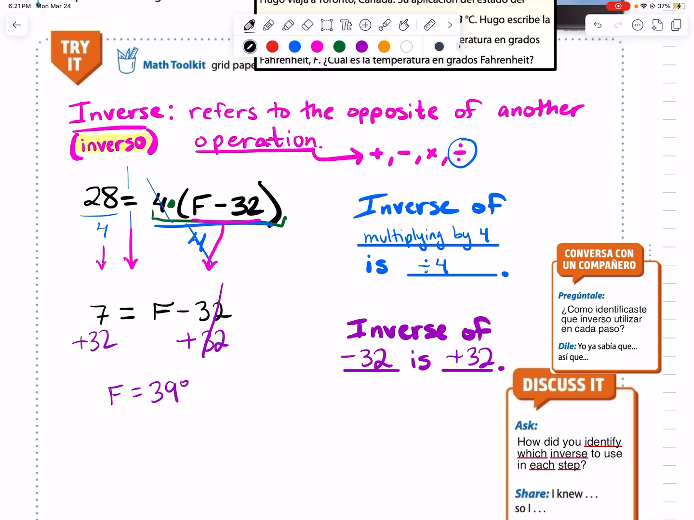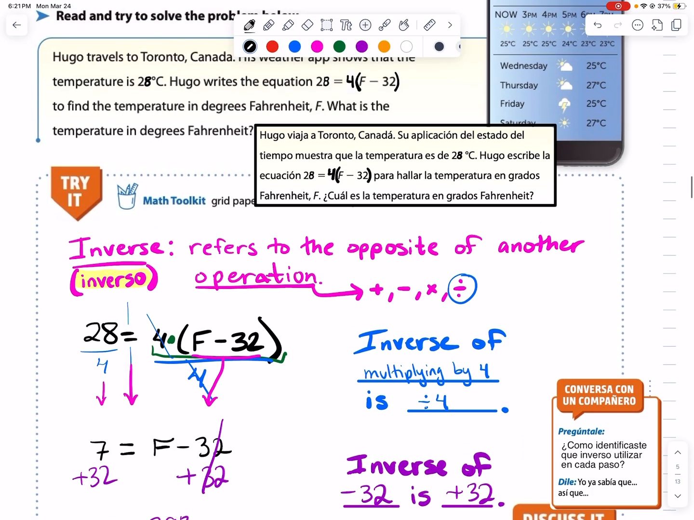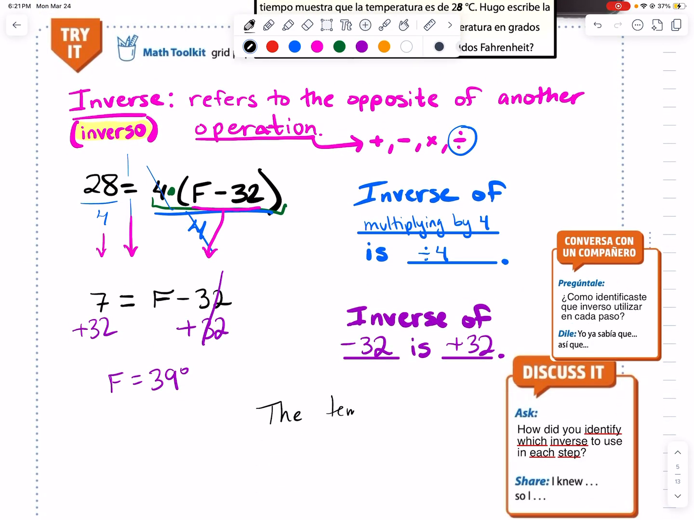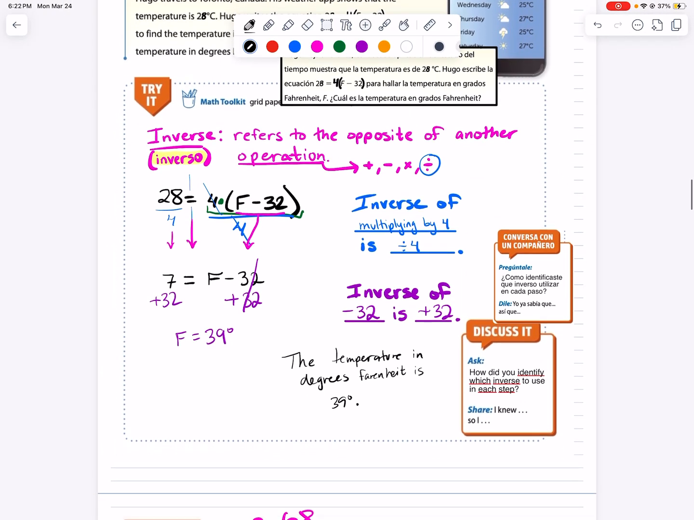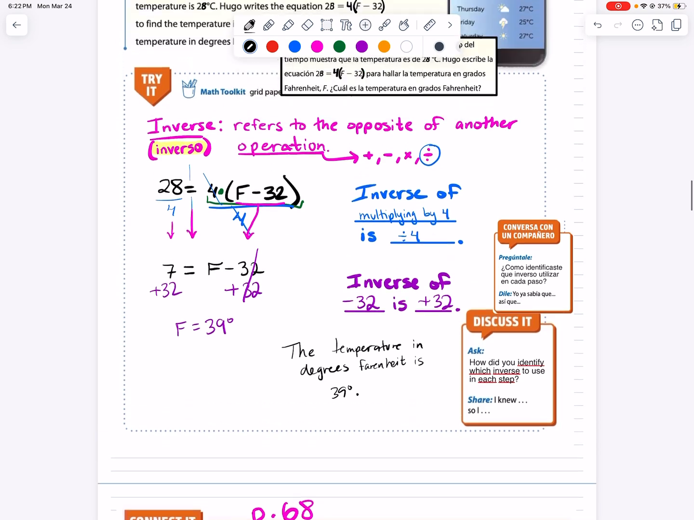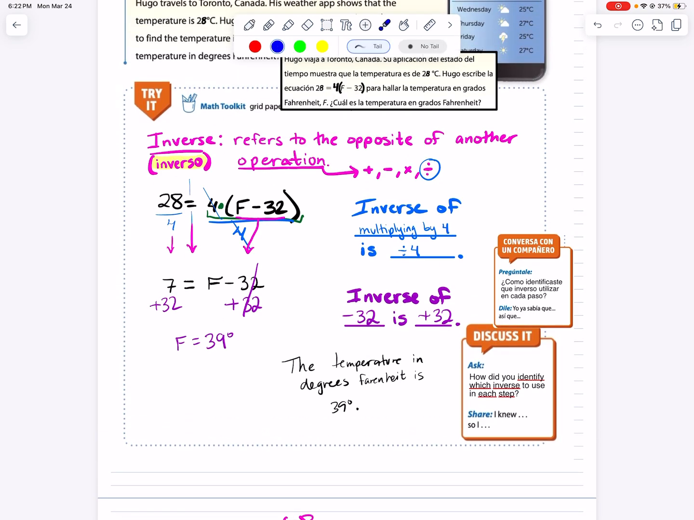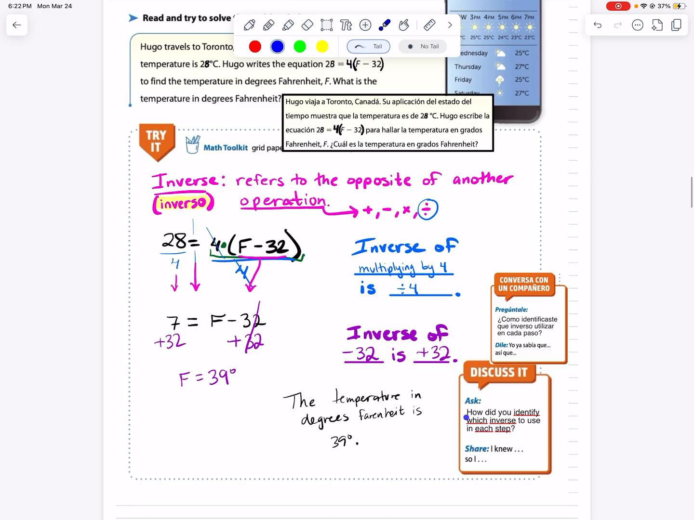So now let's write our sentences always. The temperature in degrees Fahrenheit is 39 degrees. That is ridiculously high. I think that might be like 115 degrees. Wow.